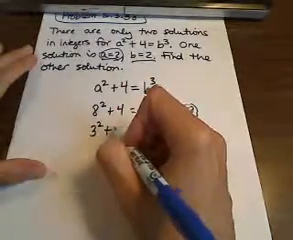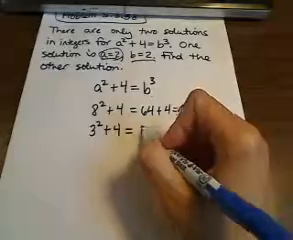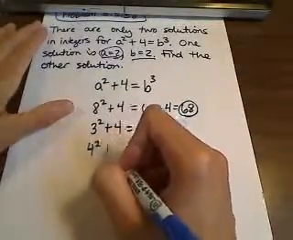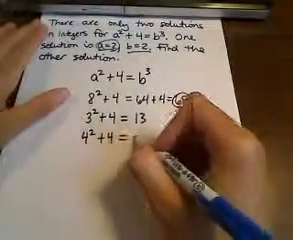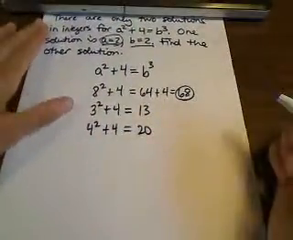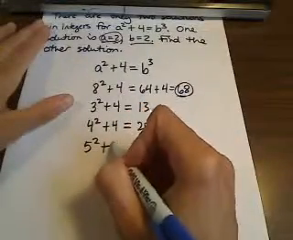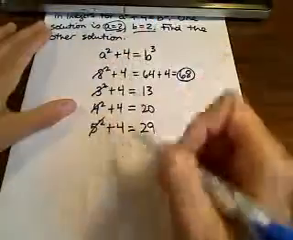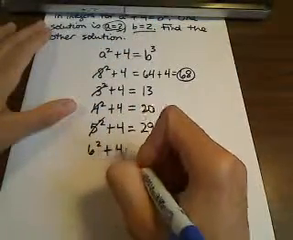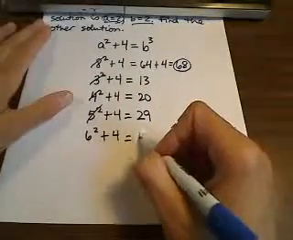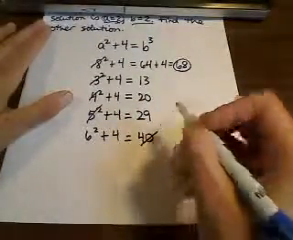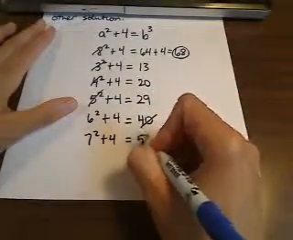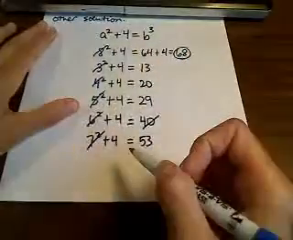Let's try 3. 3 squared plus 4 is 9 plus 4, which is 13. Is there a number that cubes to give us 13? No. If I try 4 squared plus 4, that's 16 plus 4, which is 20. There's no number that cubes to give us that. 5 squared plus 4 is 29. None of these are working. 6 squared plus 4 is 36 plus 4, which is 40. There's no number that cubes to give us that. 7 squared plus 4 is 49 plus 4, so that's 53. That doesn't work. We've already tried 8.